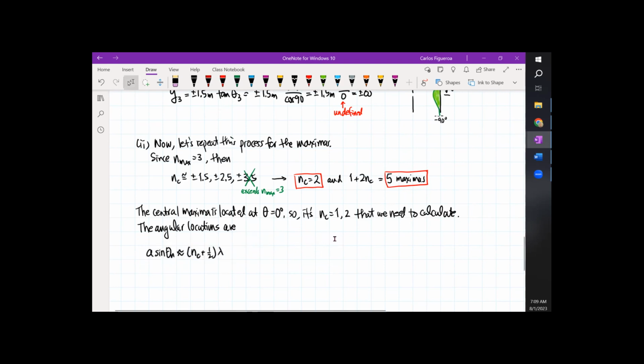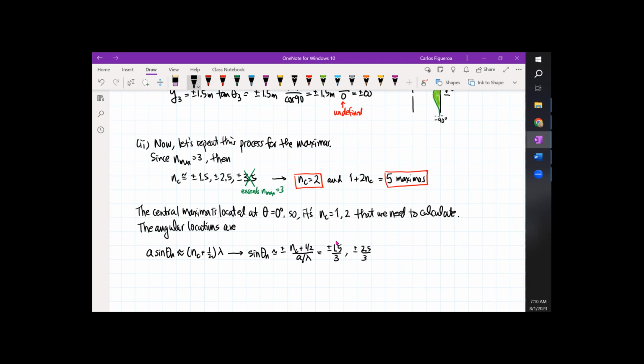So that being the case, now I'm going to isolate sine. So then I'm going to get sine of theta n approximately equal to plus or minus n c plus 1/2 divided by a over lambda. So if I plug in my values, I know that my n values have to be 1 and 2. So then this equals plus or minus 1.5 divided by 3, plus or minus 2.5 divided by 3. And then that's the end of the sequence.